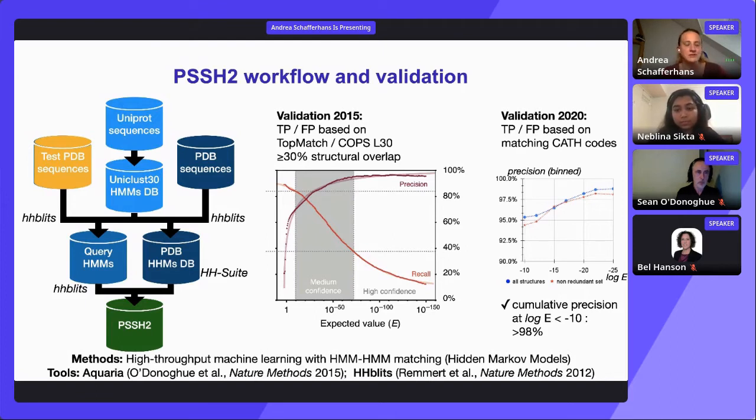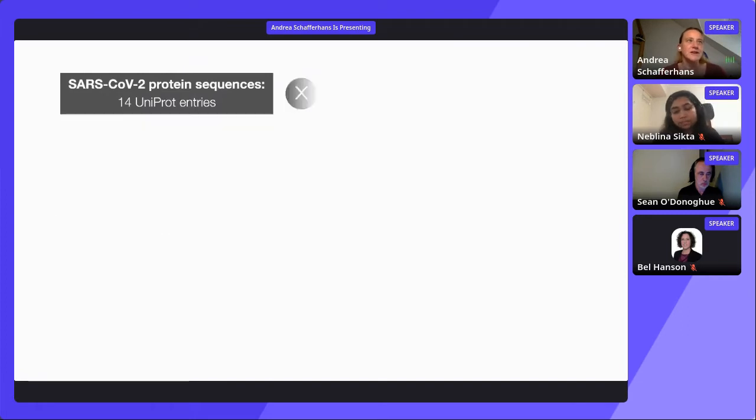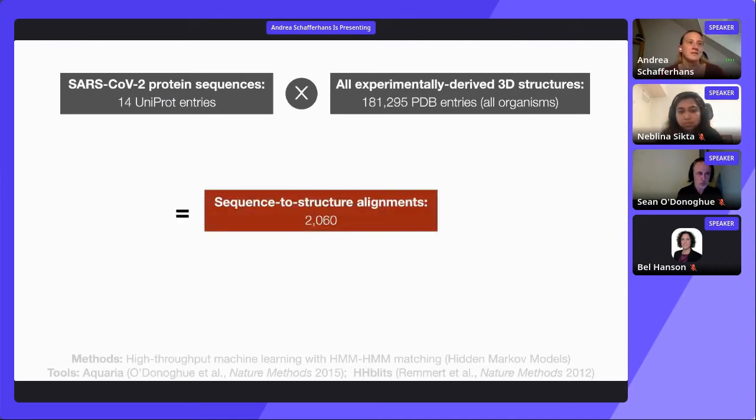So if we show a structure as related to your sequence, you can be pretty sure that it really is related to your sequence. And coming back to SARS-CoV-2, we did this whole process also for the sequences of SARS-CoV-2 as soon as they were available. So they have been scanned against the 180,000 PDB entries, and we arrived at around 2060 sequence to structure alignments, which is great. But here I hand back to Seán, because now he explains where the problem lies and how we solved it. And I need to stop screen sharing.